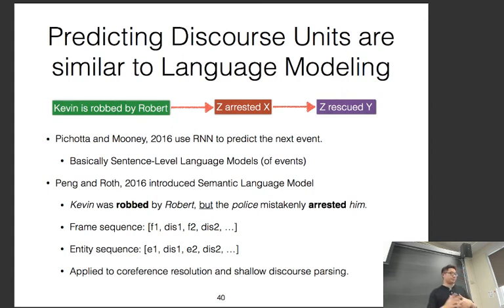So Chambers and Jurafsky use straightforward RNNs to predict the next event. By event, they basically mean something like "rescue X". They call this group an event.